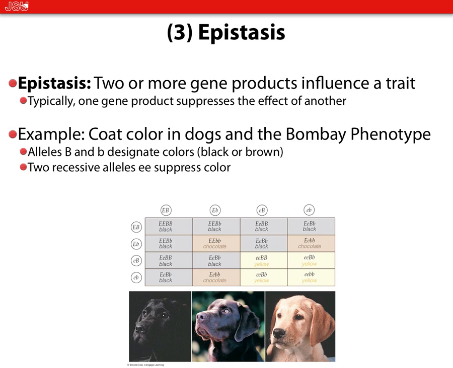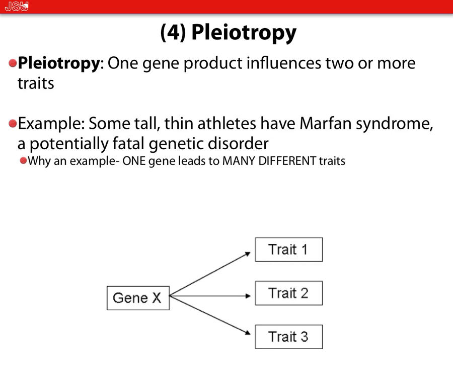Epistasis is when two or more gene products influence a trait. It's just not a one-to-one relationship. It's not like one allele makes tall and one allele makes short. This is something multi-gene. Finally, pleiotropy is when one gene has multiple phenotypic traits. So, for example, Marfan syndrome, that's one allele, but it makes multiple traits that are measurable.